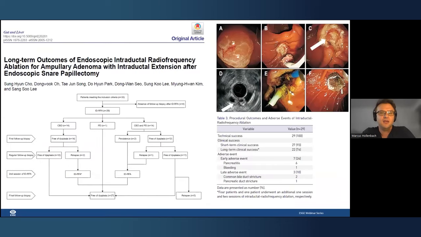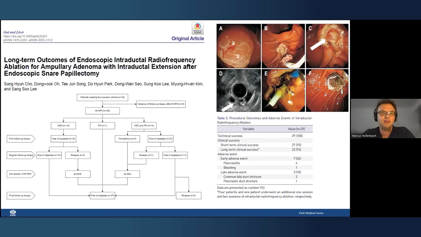So then we are often faced with ampullary lesions that show an intraductal extension either of the pancreatic duct or of the bile duct. And Akin showed you before that we should do an EUS to adequately stage these patients. However, we know that with an endoscopic papillectomy alone, we often do not achieve an R0 status because we are often not able to completely remove the intraductal extension.